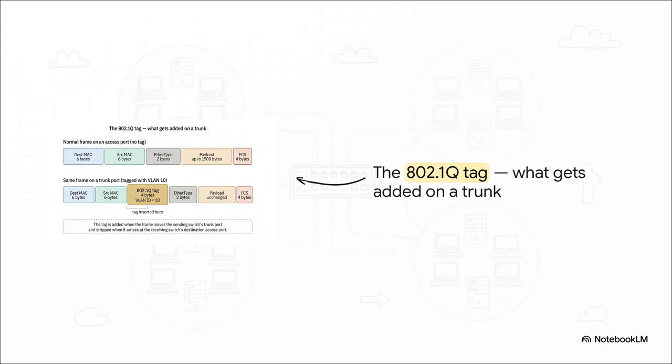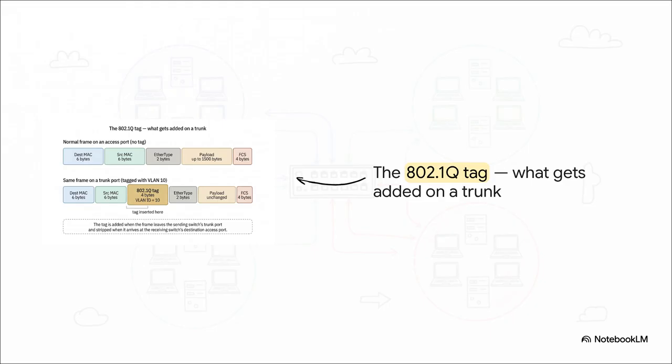An untagged frame arrives at switch A from an IT computer. Switch A realizes, hey, the destination is over on switch B, so it routes the frame out the trunk port. As it's leaving, switch A inserts that tiny 4-byte 802.1Q tag that says VLAN 10. The frame zooms across the physical wire.